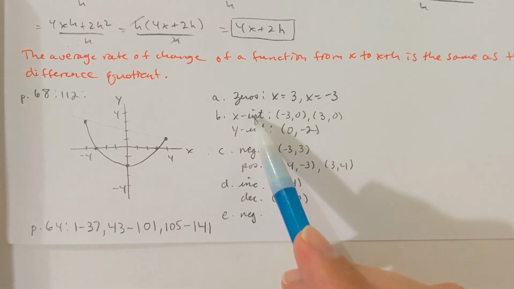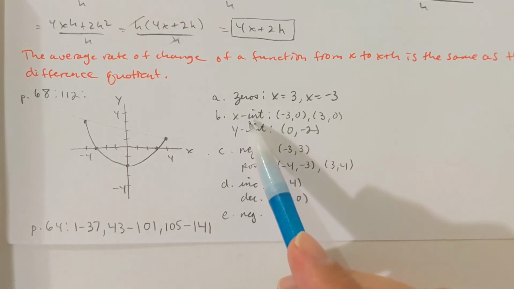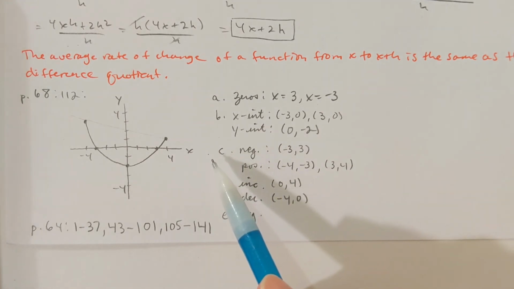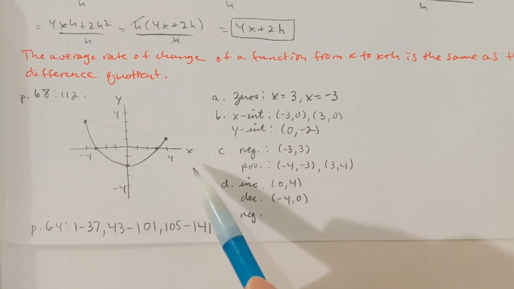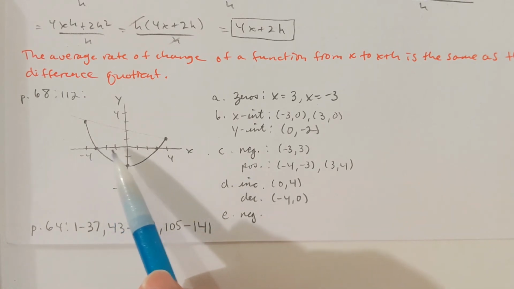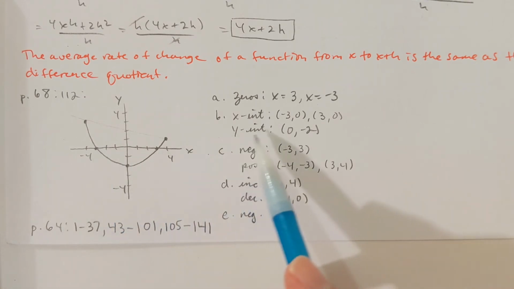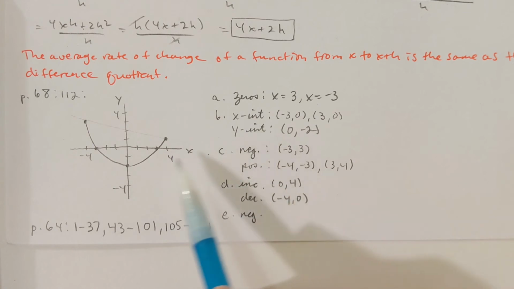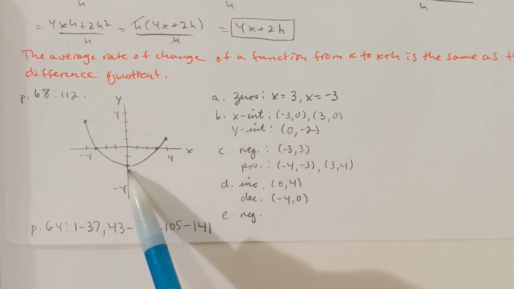Part B, give any x and y intercepts on the graph of f. Okay, the x-intercepts, I guess I've already said those. Those are (-3, 0) and (3, 0). An x-intercept and a 0 are the same thing. Now, the y-intercept is where you cross the y-axis. So that point would be at (0, -2).